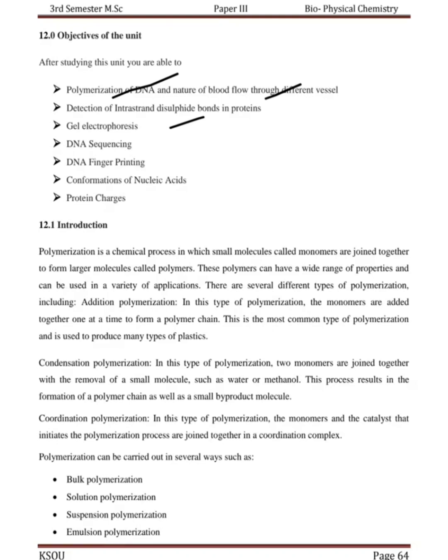So how are intra disulfide bonds connected? By peptide linkages. When one amino acid is linked with another amino acid, there will be formation of peptide bonds, and there will also be formation of disulfide bonds, so that we can identify the detection of intra strand disulfide bonds in protein.